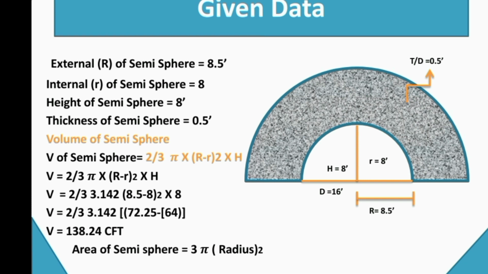Viewers, if you want to find the area of the semi-sphere, the area of the semi-sphere is equal to 3 pi times the radius squared. You can put in the value of that and then you will find the area of the dome.